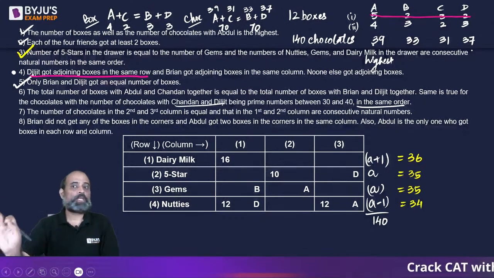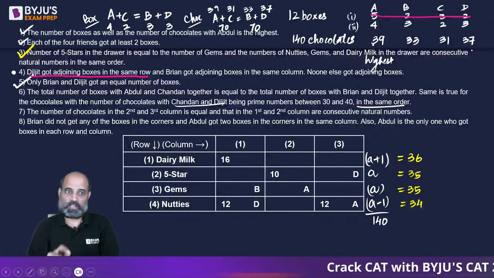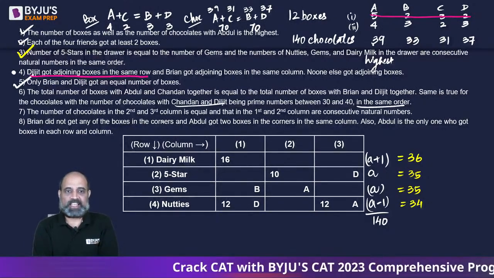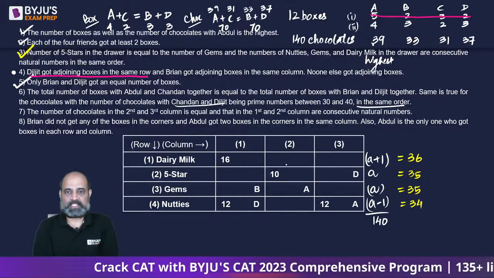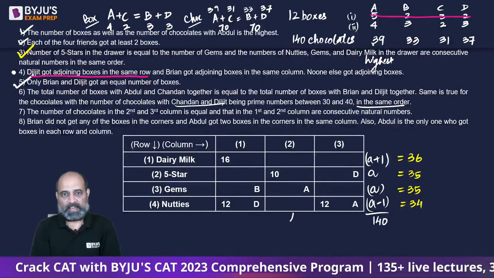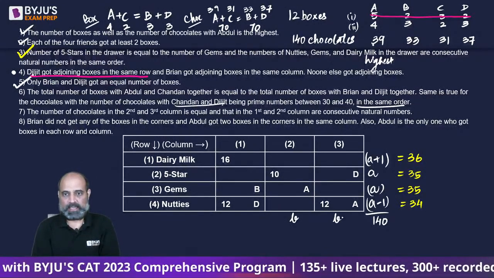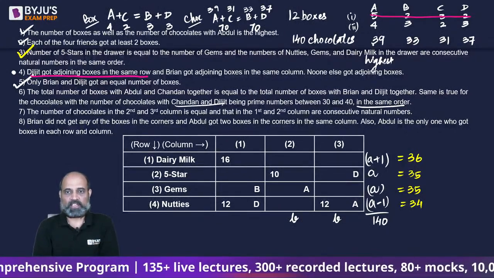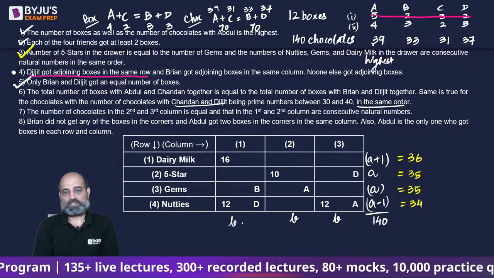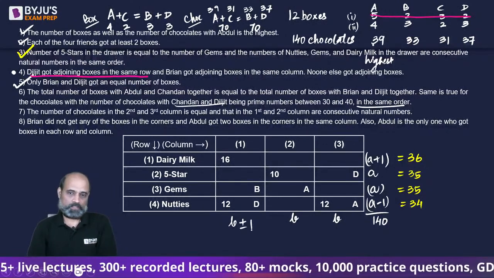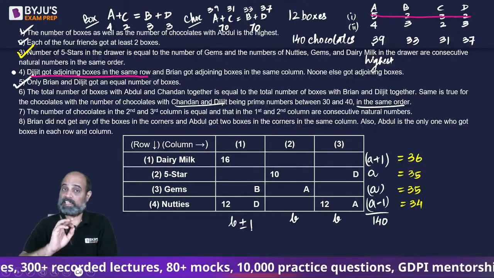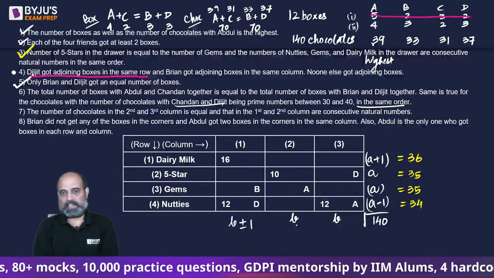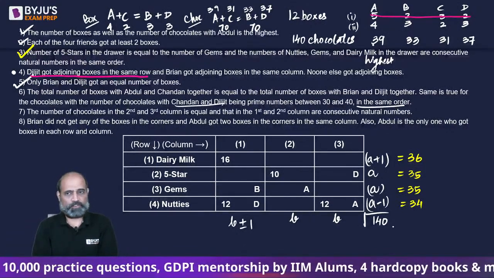Okay. We know how many boxes each one has received and how many chocolates each one has received. The number of chocolates in the second and third column are the same, they're equal, and in the first and second column are consecutive natural numbers. So it could be B plus minus 1, because it isn't written whether it's in increasing or decreasing order. So from here also, can we say this sum is going to be equal to 140?